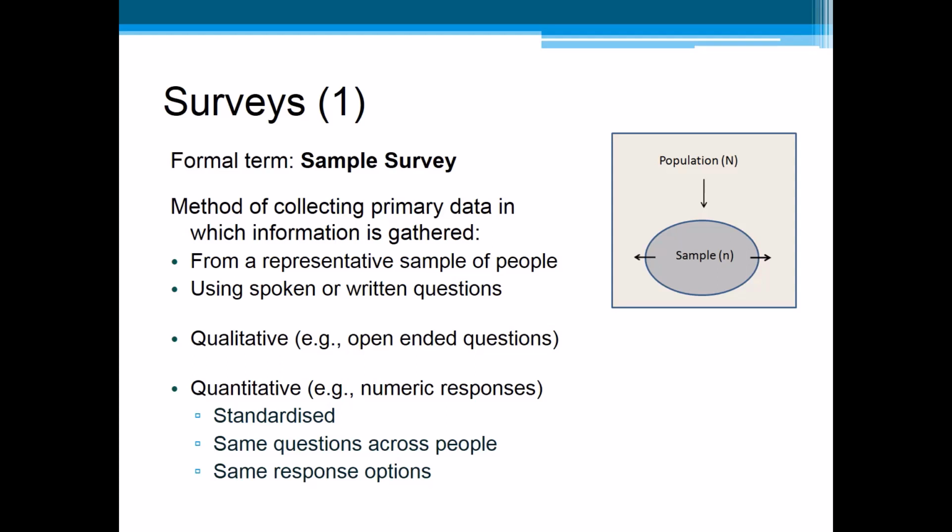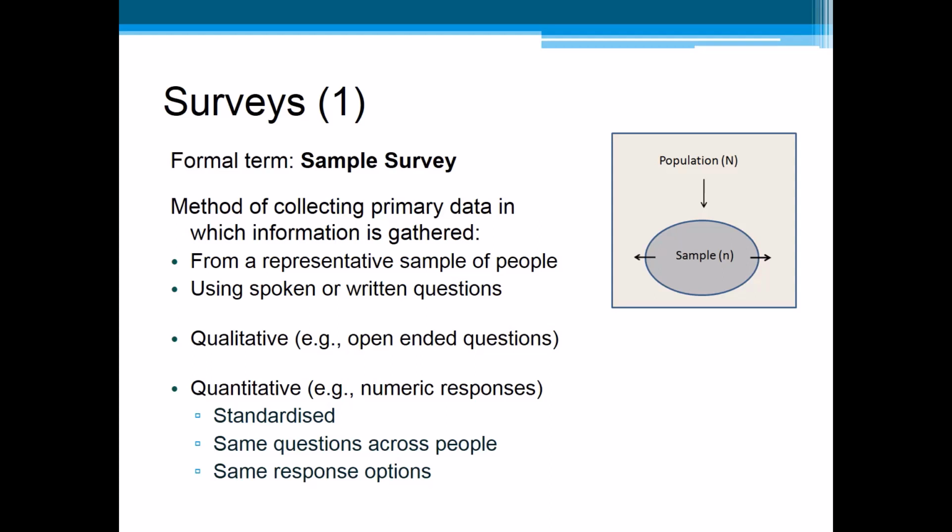With a sample survey, we might be interested in characteristics of that wider population, but we only ask our questions of a sample. The idea being that if that sample is really representative of the wider population, then we only need to ask our questions to that sample to be able to infer something about the wider group. That's why you often hear a lot of discussion when you're talking about surveys about the need for a representative sample, or whether the sample was representative.